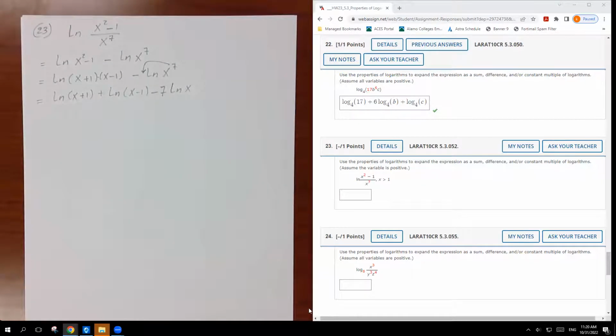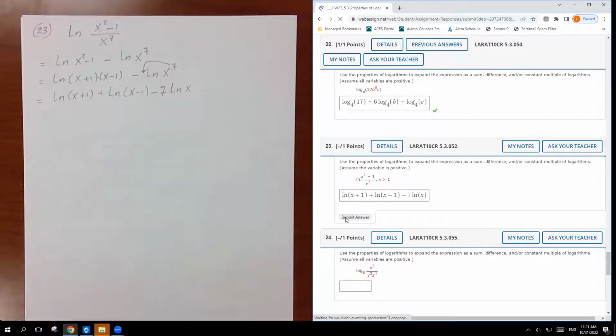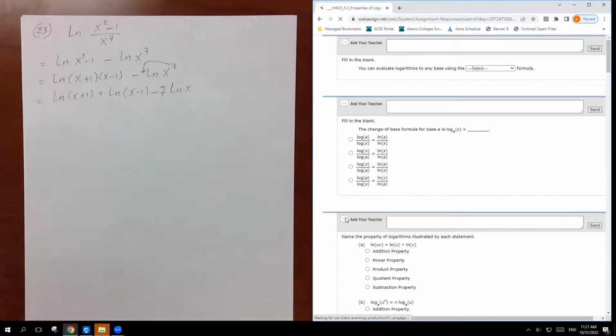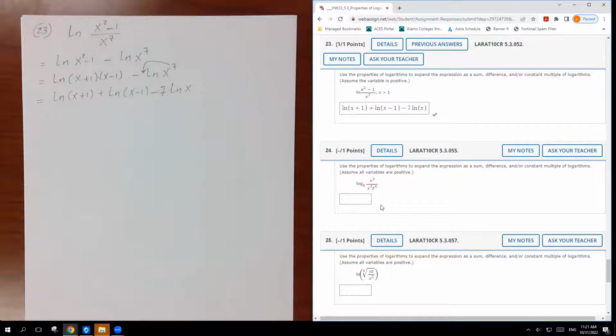So we can type ln of (x plus 1), close the parentheses, plus ln of (x minus 1), close the parentheses, and minus 7 ln of x. That's it for this example. Next one, 24. We're going to do exactly the same thing. So you have to know how to use the properties, because the rest of these examples is going to be the same process.